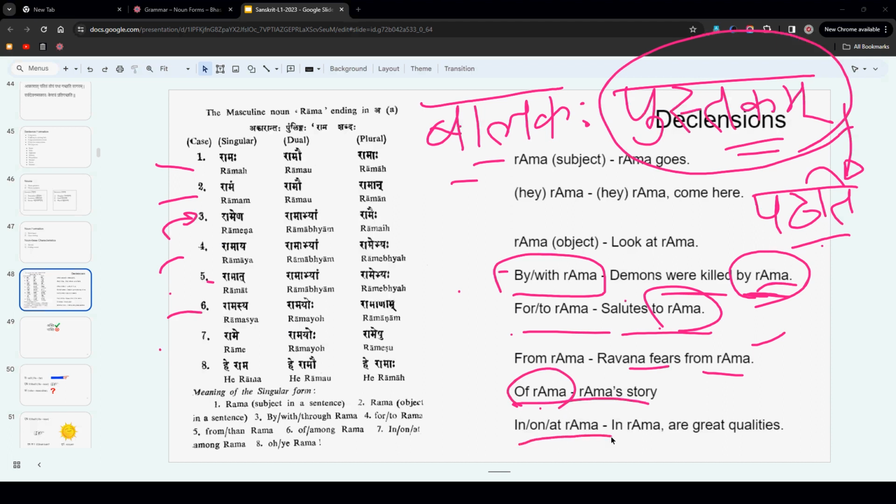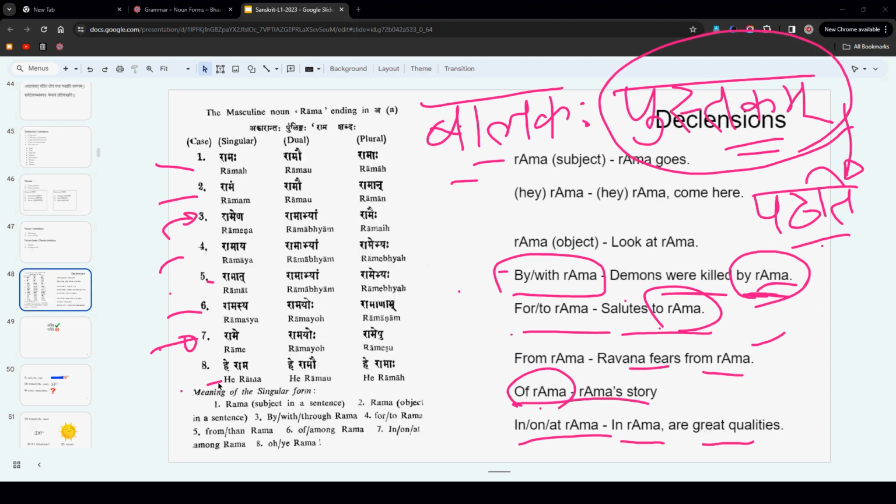The seventh one, we have this in something in relationship. In Rama, there are great qualities. Or I'm reading a book in the library. In the library, the action is happening in that place. So that in relationship, if that is there, then we use the seventh vibhakti.